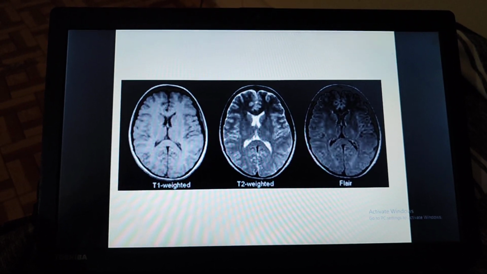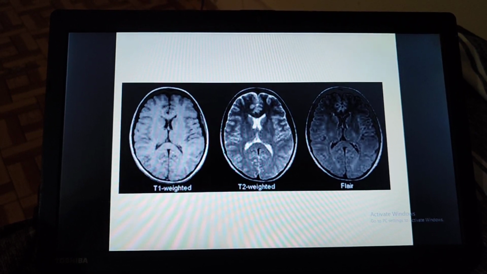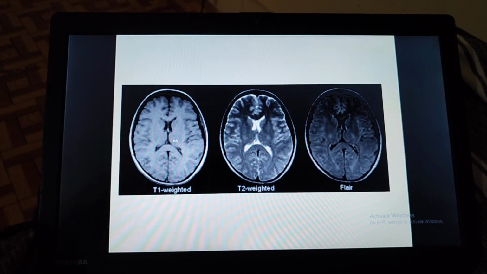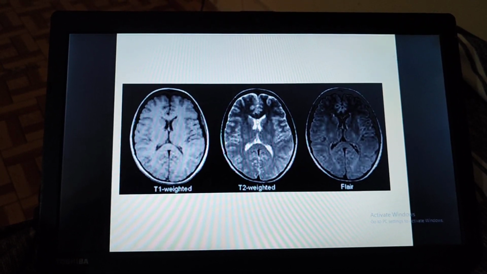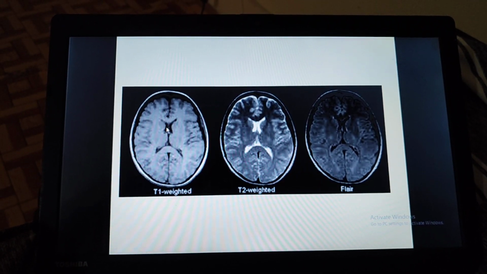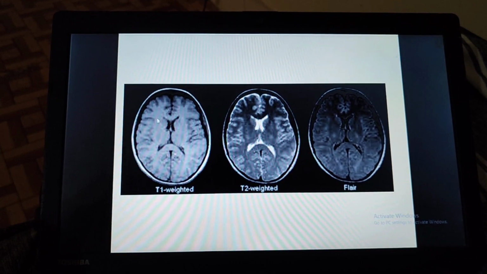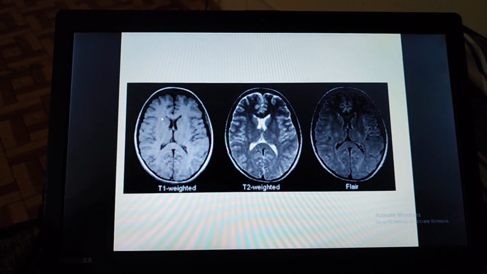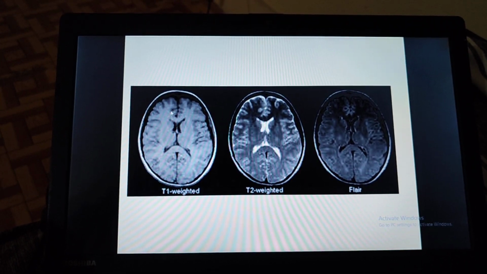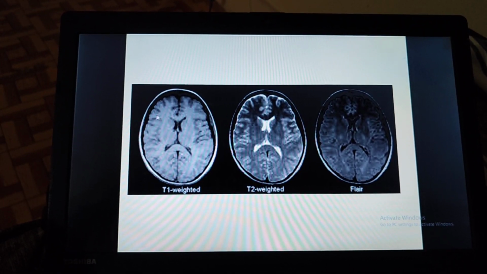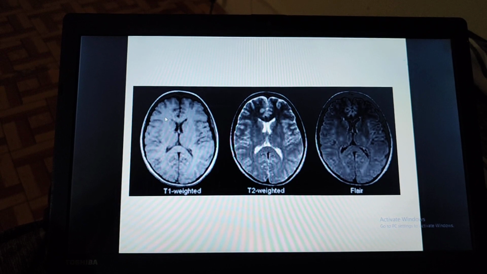But when we are discussing the other sequences, you'll have to identify some other facts also. But for T1 and T2, just look at the CSF. If the CSF is white, it's a T2 weighted sequence. And if the CSF is black and the white matter is enhancing, then it's a T1 weighted sequence. And why is it a T1 weighted sequence? You have got a higher intensity for the white matter because it is fat, it has fewer hydrogen molecules, and T1 is for fat.